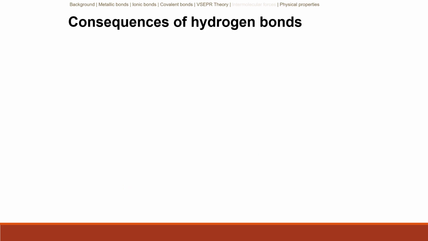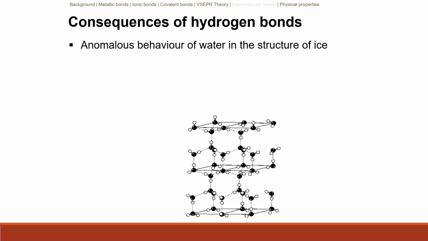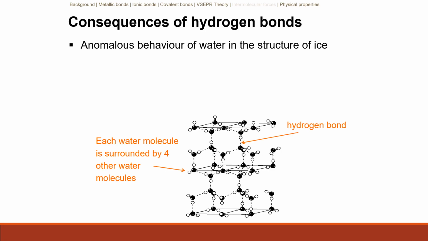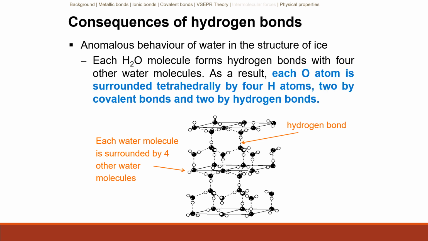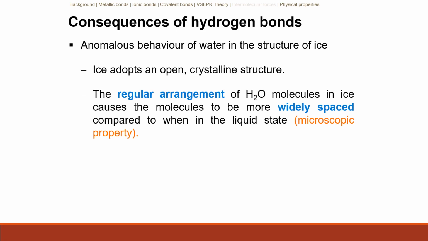Moving on to the final part, which is the famous example of water and ice, we should all know that ice floats. Why is this so? Because if you examine the molecular structure of ice, you will notice that every water molecule forms hydrogen bonds with four other water molecules. As a result of this, each oxygen atom is surrounded tetrahedrally by four hydrogen atoms, two by covalent bonds and two by hydrogen bonds. So this has to do with the orientation of molecules. So when this happens, ice will adopt an open and crystalline structure. The regular arrangement causes water molecules to be more widely spaced apart. This is the microscopic property of ice.